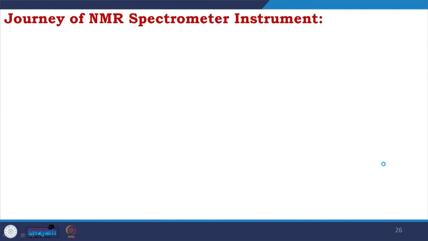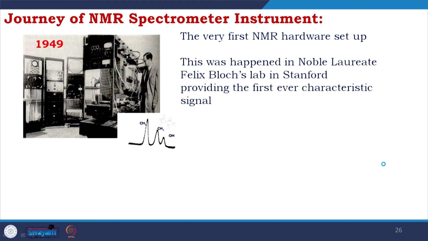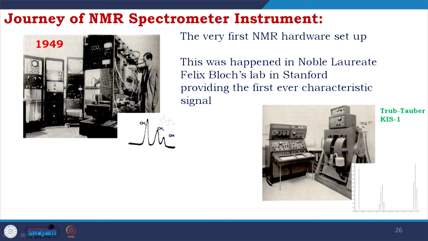So, coming to the journey of the NMR spectrometer instrument, in 1949 the first machine was developed, the very first NMR hardware setup. This happened in Nobel laureate Felix Bloch's lab in Stanford, providing the first ever characteristic signals. If you see, they took ethanol and got 3 signals, 3 peaks. We will talk about that later.